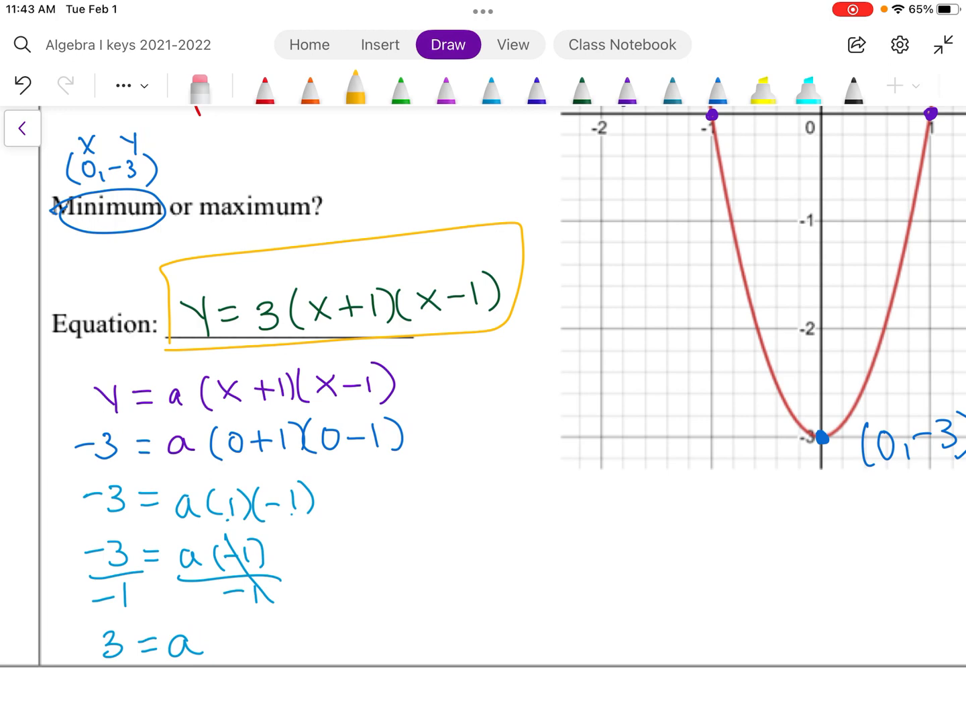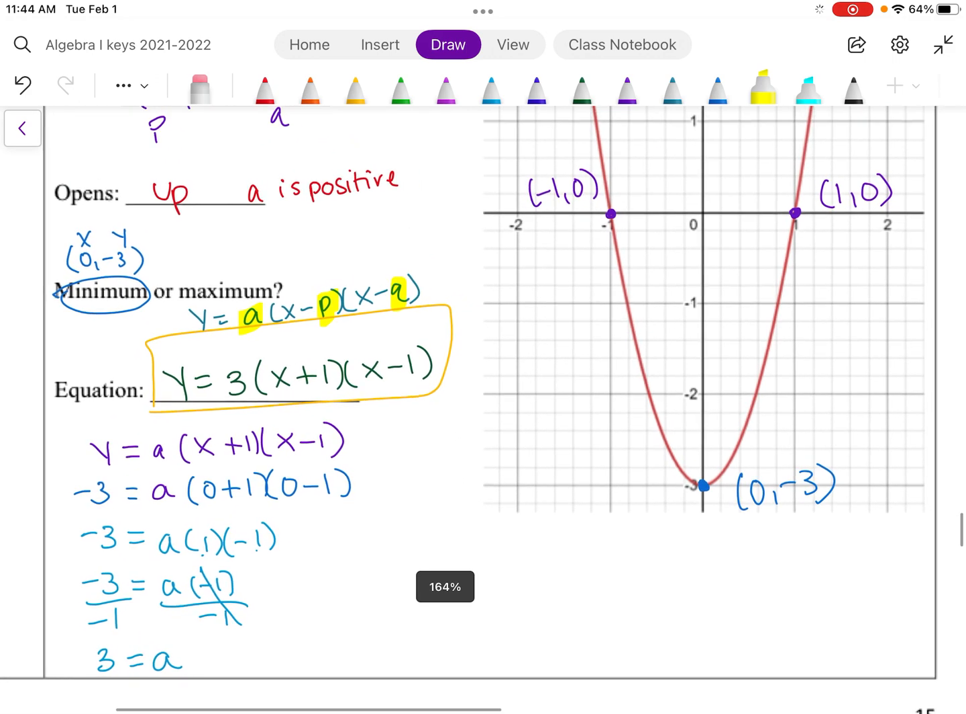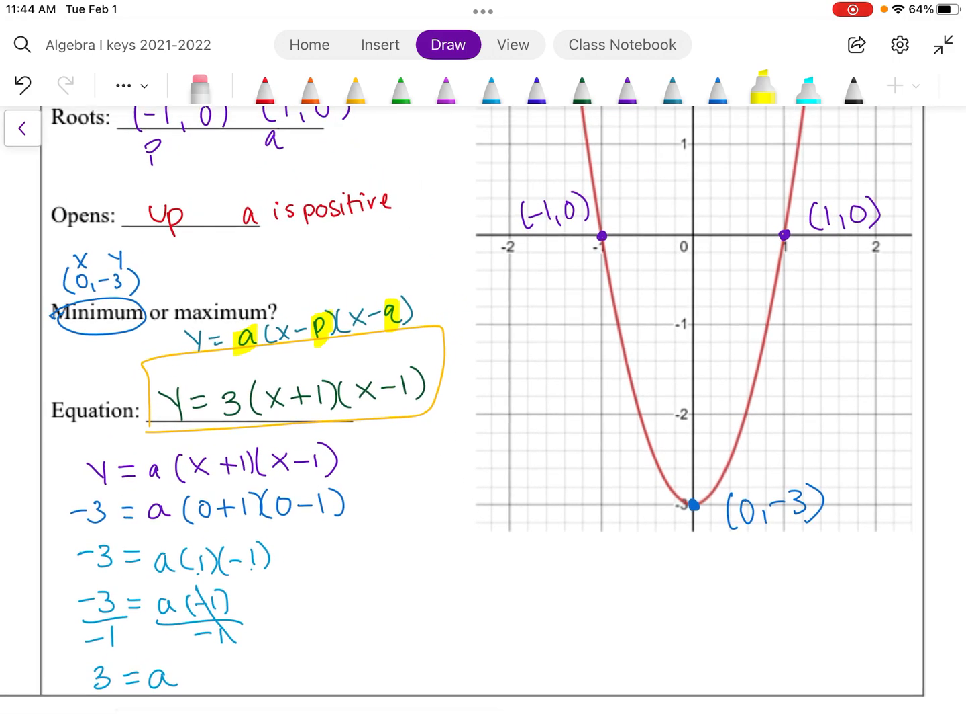Notice how all we had to do in order to write our equation, our equations are always going to be in this form, y equals a times (x - p) times (x - q). So all we need to do to write the equation is to find a, p, and q. P and q are pretty easy because you just have to look at your graph. A takes a little bit more work because you have to solve for a.